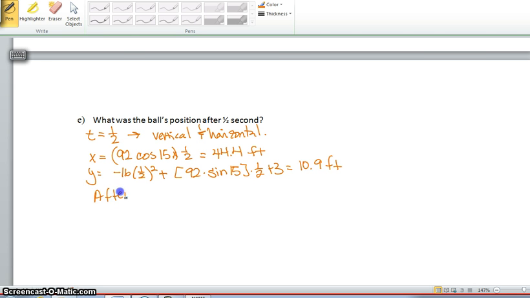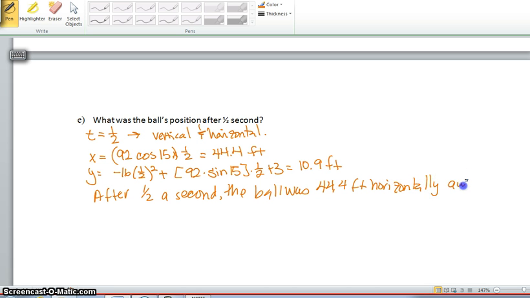So after half a second, the ball was 44.4 feet horizontally away from the start, and 10.9 feet off the ground.